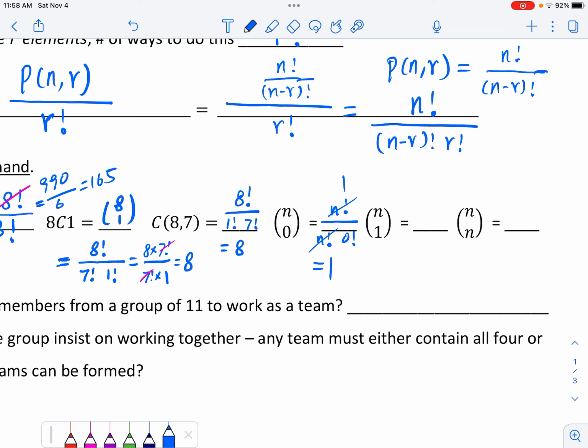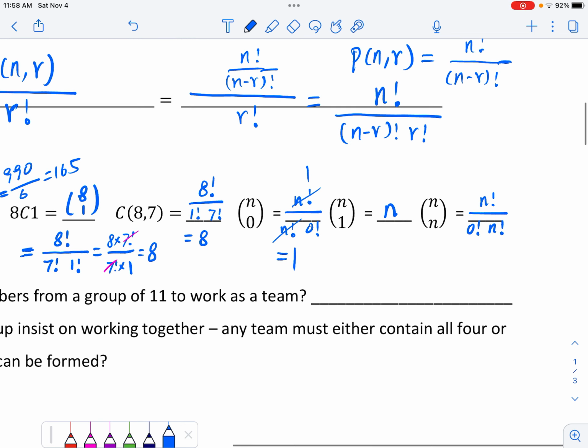And n choose 1 will be n. How many ways to choose one person from n people? There are n ways. n choose n: how many ways to choose n people from a group of n people? Only one way, just choose them all. And mathematically speaking, this is n factorial divided by 0 factorial and n factorial, and then you can see they all cancel, and 0 factorial is 1. And by the way, you will not be surprised that these two are actually the same.